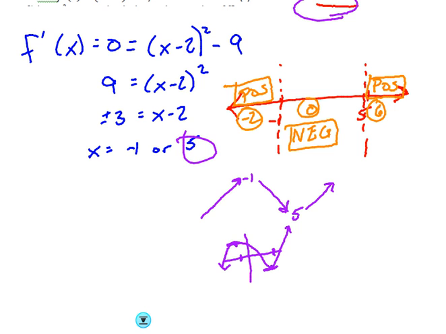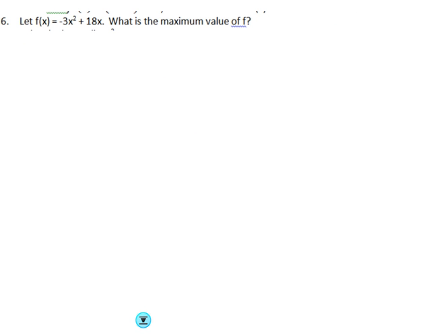Alright, let's move on to number 6 now. Number 6, f of x is negative 3x squared plus 18x. What's the value of f? So in this particular problem, I think I actually made a little typo here. What's the maximum value of f is what we're trying to figure out. So if we want to figure out the maximum value of f, we could graph this, or we could use the derivative method.